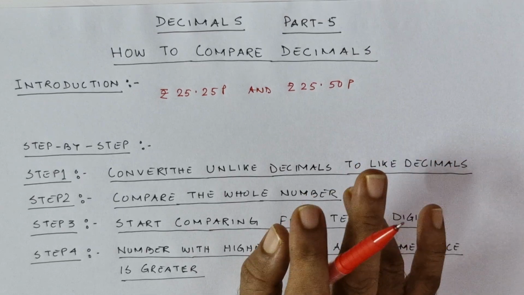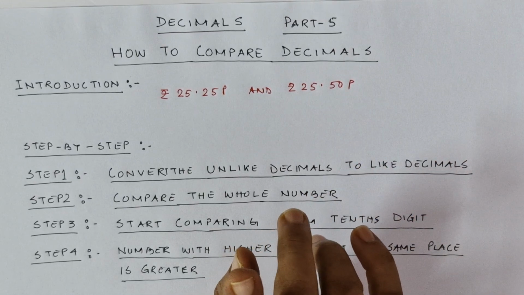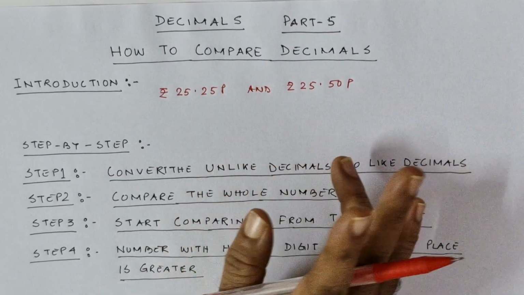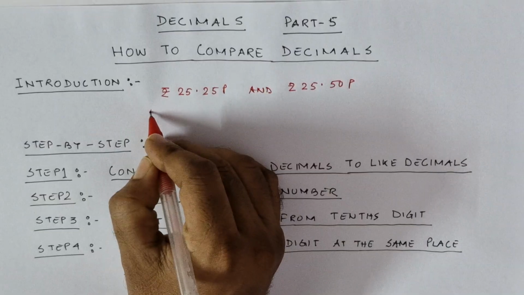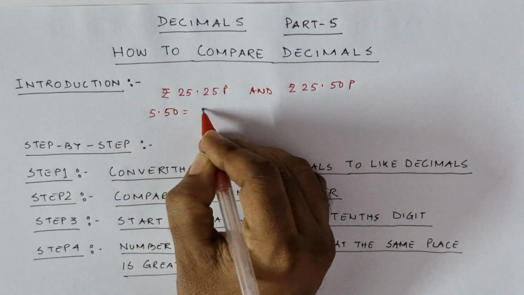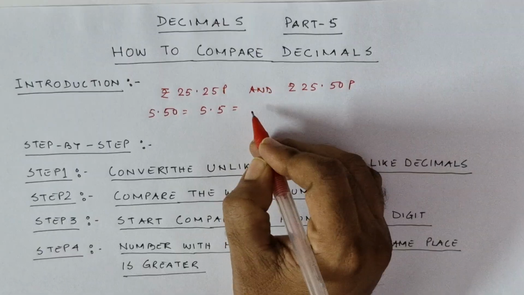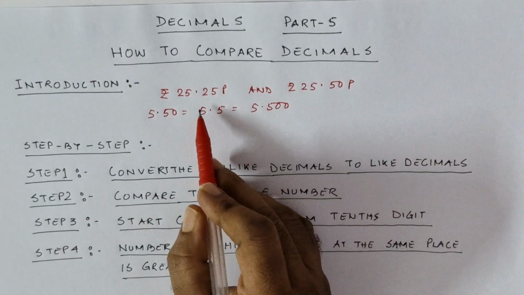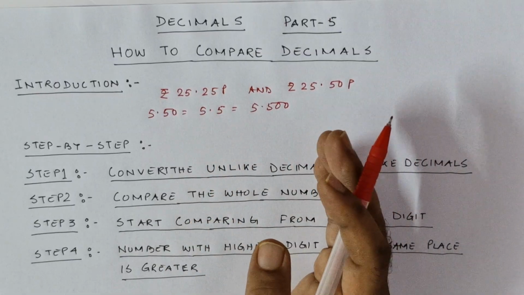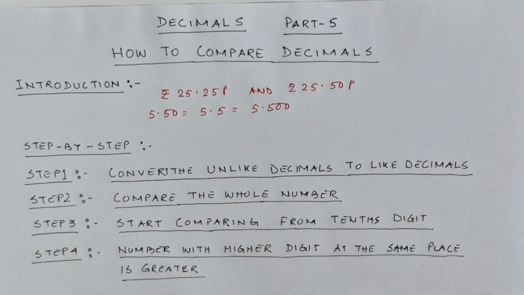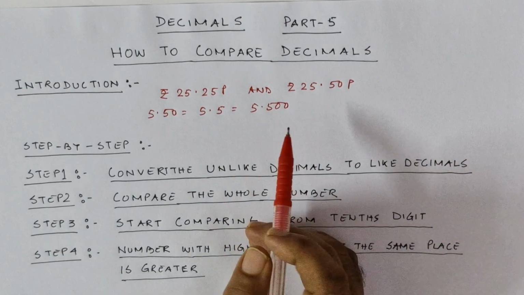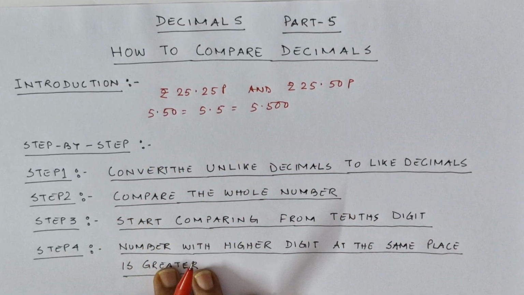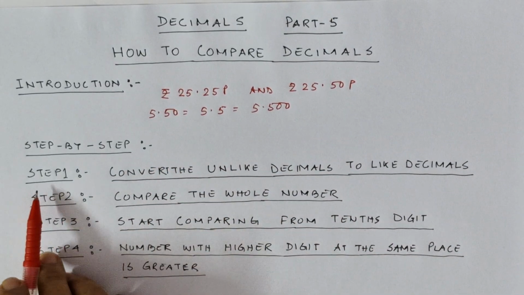Always remember, as I told you in the last lecture, that extra zeros don't change the value. Like in equivalent decimals, 5.50 is the same as 5.5, which is also the same as 5.500. You can go on adding extra zeros and the value will remain the same. Got it? Let's see the step-by-step method. Whenever you compare decimals in real life and in your examination, always follow these steps.